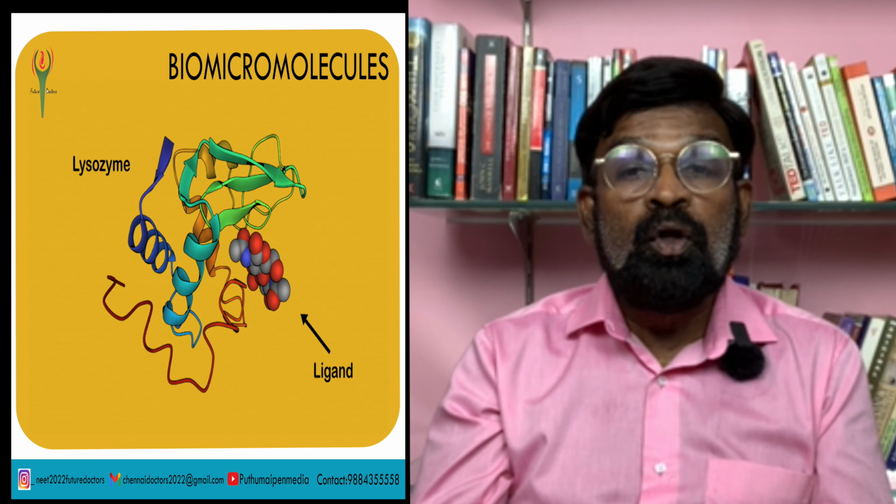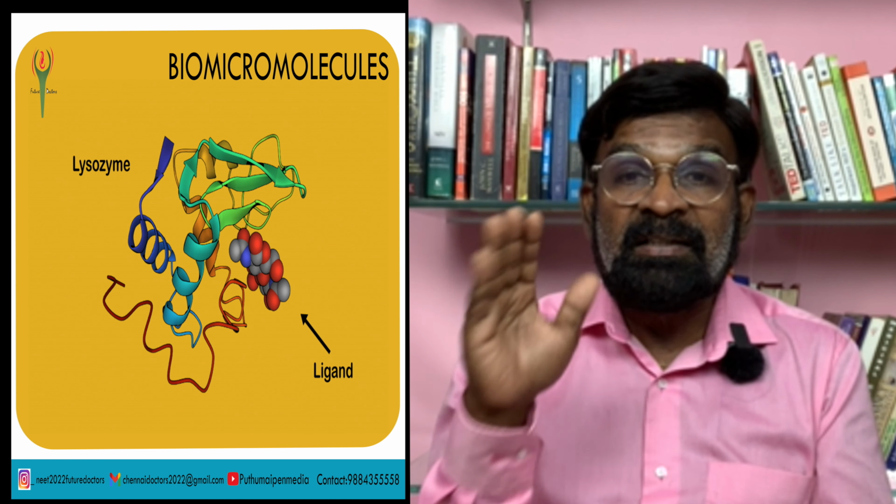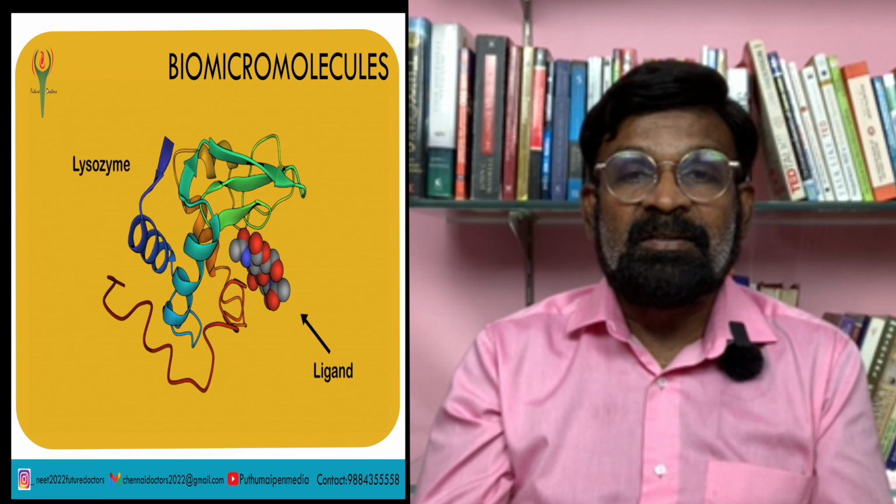Next, oligosaccharides. We have seen the monosaccharides, now it's the oligosaccharides. Oligo means minimal, that's what oligo is. These are formed by condensation of 2 to 6 monosaccharide molecules. The bond between two monosaccharide units is called a glycosidic bond.